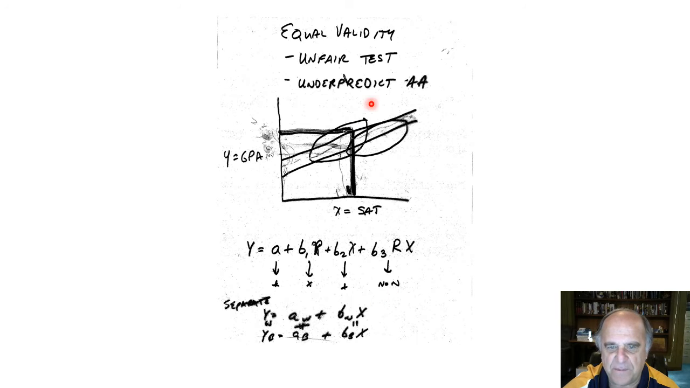So the B3 would not be significant because the regression lines are parallel. The regression lines are the same. The test has equal validity for the two groups, but it doesn't result in the same predictions for the two groups because the intercepts are not equal, even though the lines are parallel.